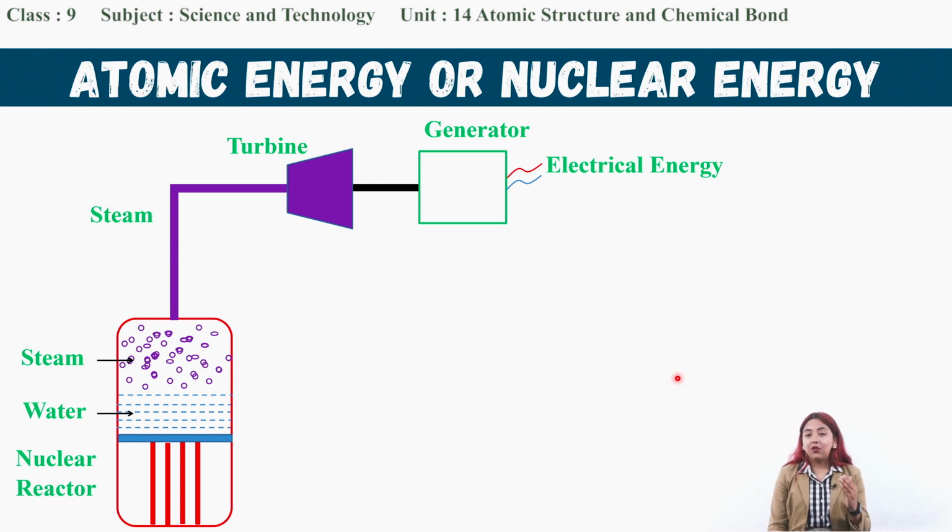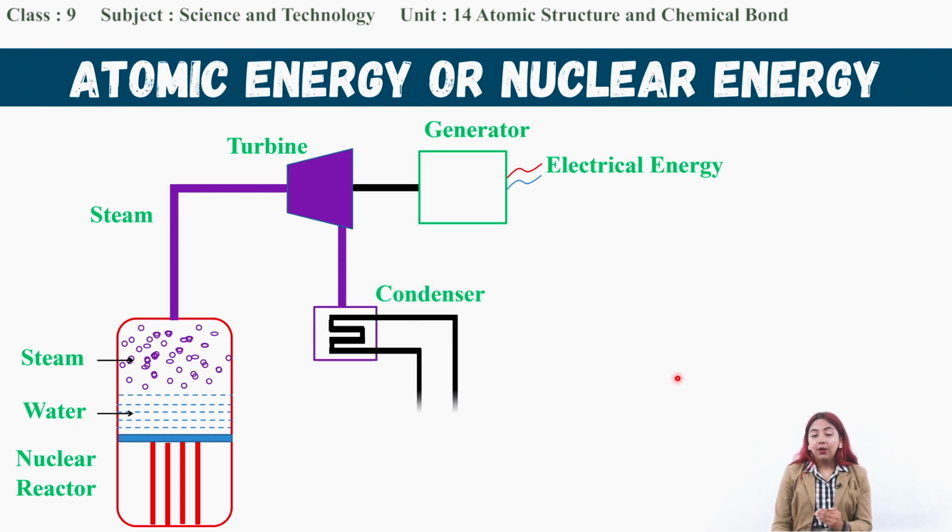Now the steam that reaches the turbine is then passed through the condenser, which condenses the steam back to its liquid form, that is water, and the water is then circulated back into the nuclear reactor, and this process continuously happens.